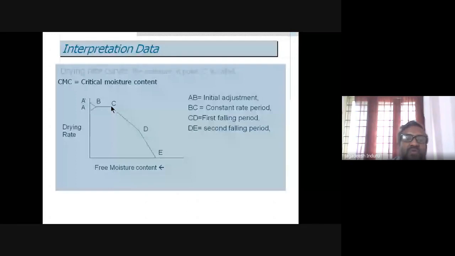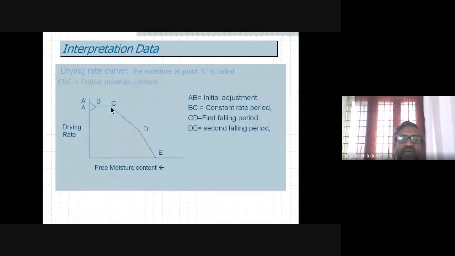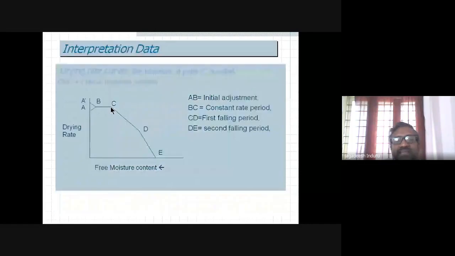So here, just to understand the concept, CMC is the critical moisture content. Critical moisture content is the stage after which it enters into the first falling rate and second falling rate period, which we are going to see. And the point E in this is where it attains the EMC. EMC means equilibrium moisture content. At that point, the drying rate is 0. You don't have any drying. So this is the one which you should memorize.